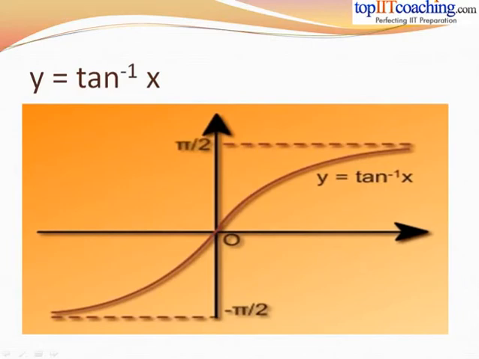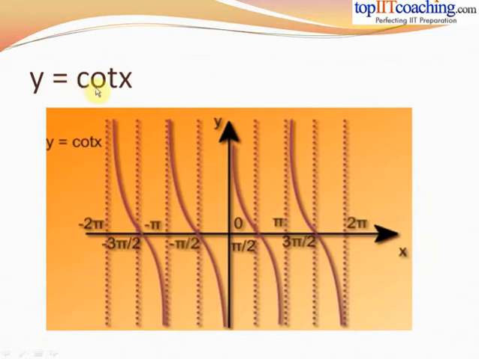Now let's look at the graph of y equal to tan inverse x. Similarly, this graph is obtained by taking the reflection of y equal to tan x about the line y equal to x. Now the domain is R, that is x belongs to the set of real numbers, but the range is from -π/2 to π/2. So this graph is contained between the lines y equal to -π/2 and y equal to π/2. The next is y equal to cot x.